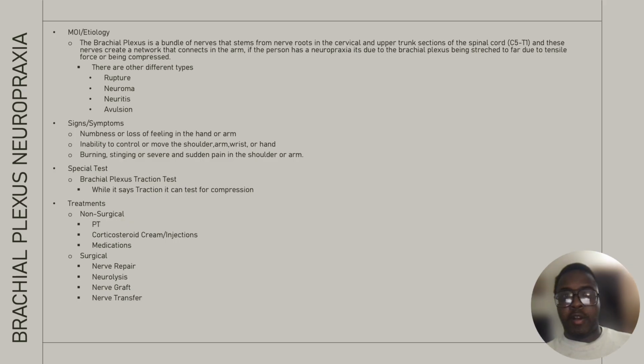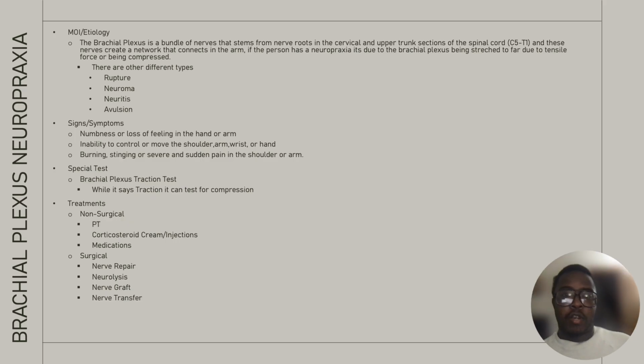For a special test, the one main test that truly can detect this is the brachial plexus traction test, and prior to this, if a person were to have a cervical fracture, we would definitely rule that out. The test involves putting one hand on the shoulder and one hand at the head, and you pull, and depending on which side you feel pain, it's either traction or compression. So if I'm pulling on this side and I feel it on this arm, it's due to the traction force or the tensile force. But if I feel it on the other side where my head is resting, it's due to it being compressed.